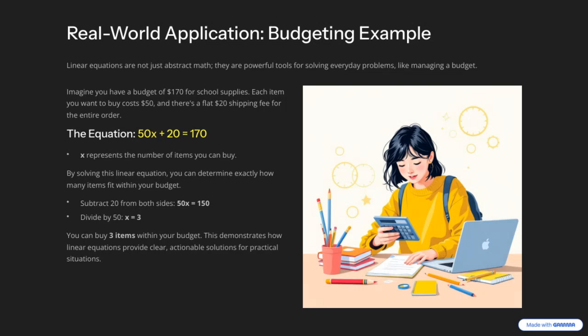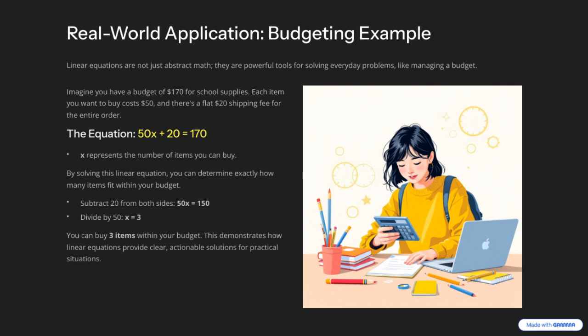Let's look at how linear equations help us solve real-world problems, like budgeting. Suppose you have a budget of $170 for school supplies. Each item you want to buy costs $50, and there's a flat $20 shipping fee. Our goal is to figure out how many items you can afford within this budget. The equation representing this situation is 50x plus 20 equals 170. Here, x stands for the number of items you can buy.